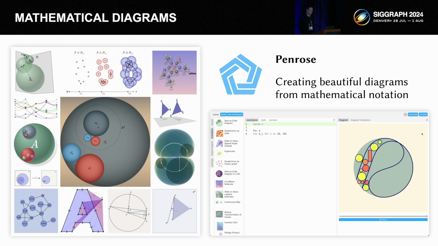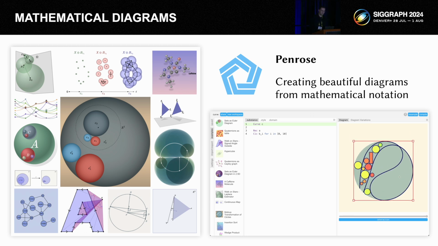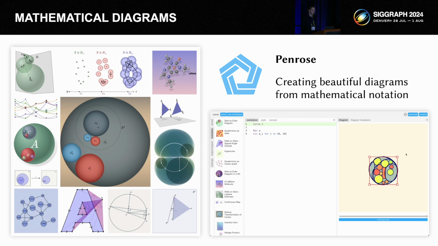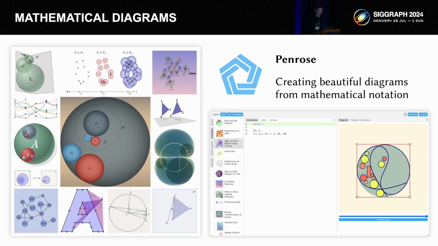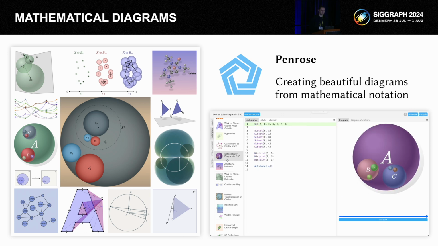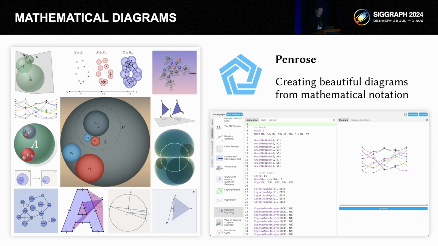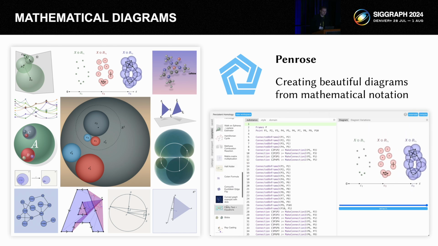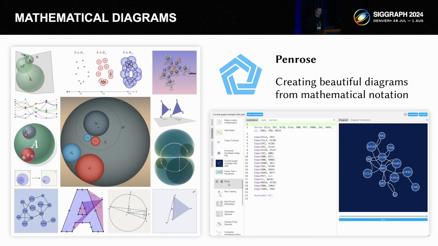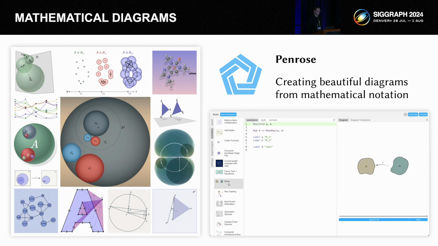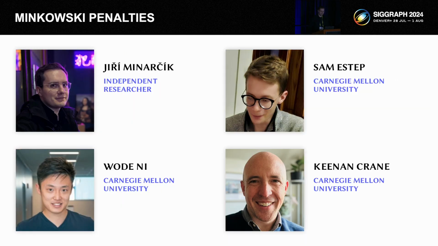And finally, a really nice application in automatic creation of mathematical and other diagrams, where we actually implemented Minkowski penalties for some simple shapes like rectangles, circles, and lines in open source software called Penrose. And in Penrose, you can create beautiful diagrams like these just by writing simple mathematical notations. So for all of these examples, Minkowski penalties were used in some way. So thank you.